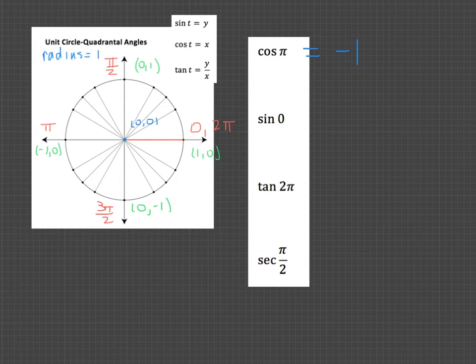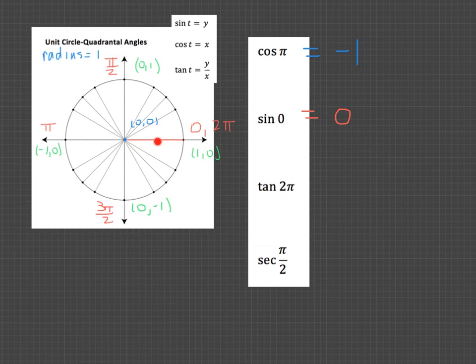So let's look at sine of 0. Okay, so terminal side of 0, we look at the point. Sine is going to be the y-coordinate, so we pick out the y-coordinate and we get that sine of 0 is equal to 0. Okay, now let's look at tangent of 2 pi.